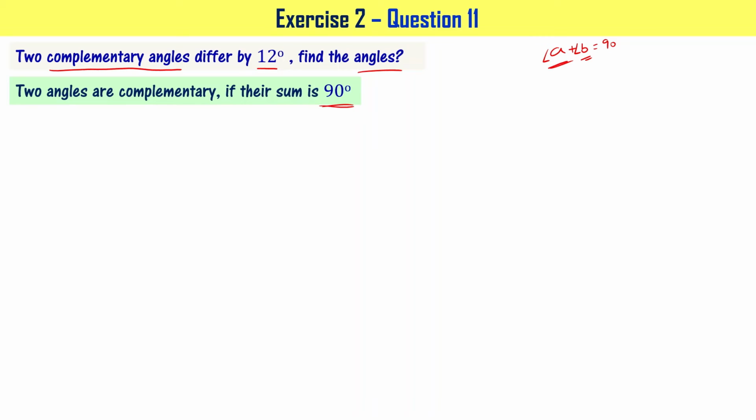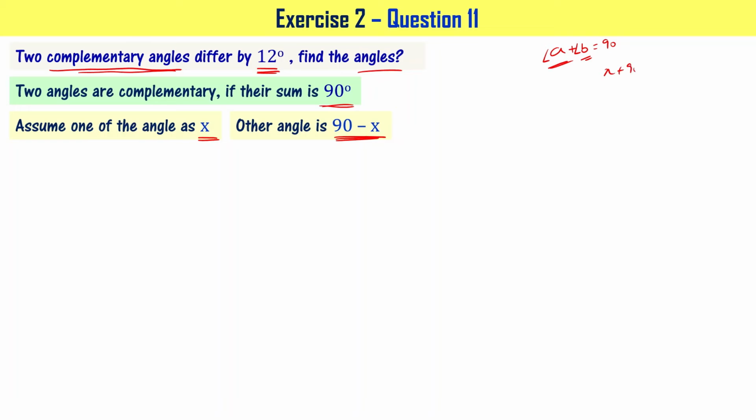Now, the statement says that two complementary angles differ by 12 degrees. Let me say one of those angles is x. The other angle is going to be 90 minus x. If first angle is x, then other angle is going to be 90 minus x. Then when you add these two, you get x plus 90 minus x, that is equal to 90 degrees. That's why you say that these two angles, x and 90 minus x, are complementary angles. Now you have x as one angle and 90 minus x as another angle.